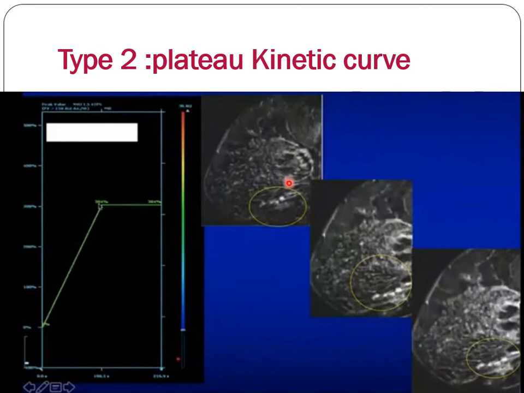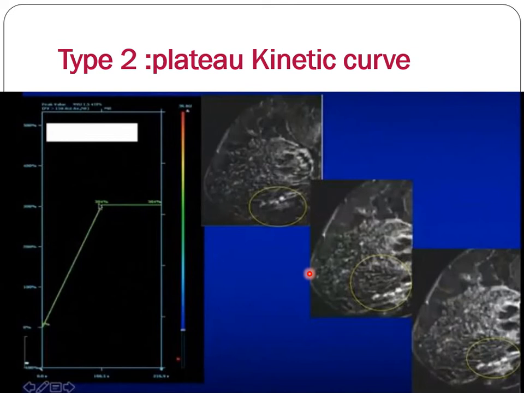Here in this picture, showing a lesion, the first one, second one, and third one have the same intensity, it's not changing, and this is called a plateau. Mostly they are suspicious or bad lesions, but can be benign as in the lymph node.